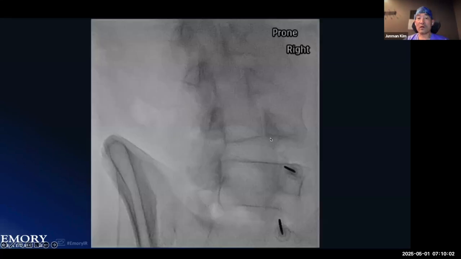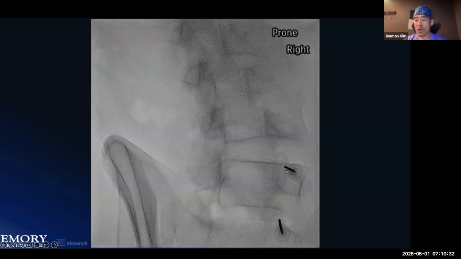So this is what we did. I apologize, the image is a little blurry, but if you look at this L3 level, you can actually see the Scotty dog that we know, and this is the facet joint right here. Because the patient has pain at L4, L5 from the degenerative changes, I was targeting a level above L4 and L5, where the medial branches are coming.